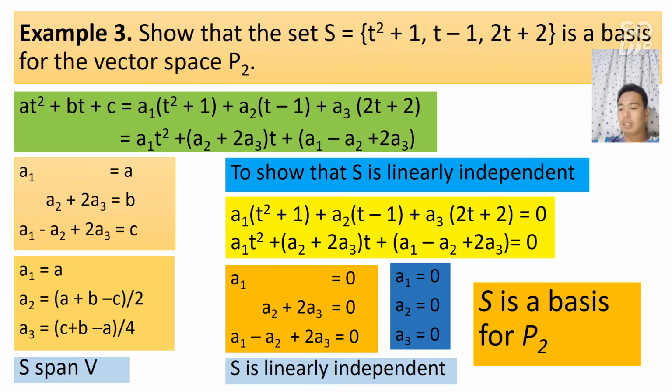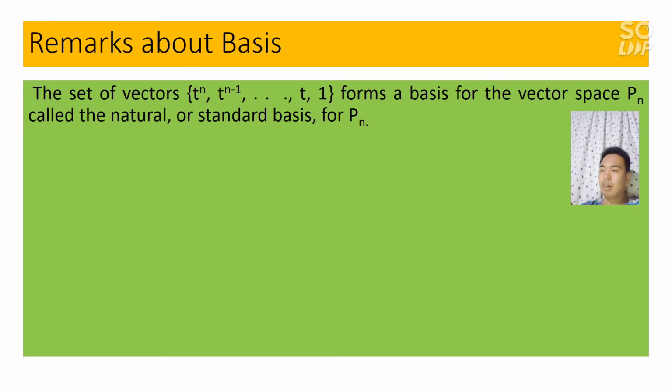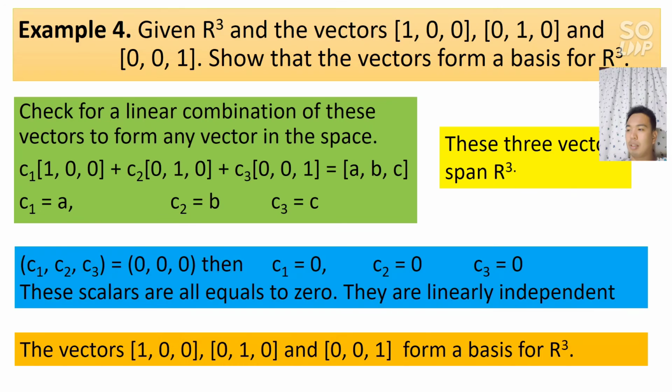S is linearly independent. Therefore, S is a basis for P sub 2. The set of vectors t raised to n, t raised to n minus 1, until t and 1 forms a basis for the vector space P sub n, called the natural or standard basis for P sub n. So we have example number 4.